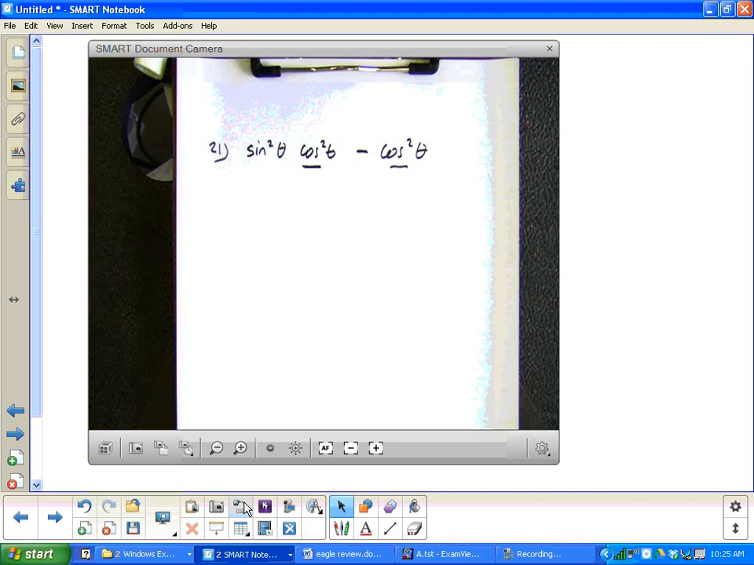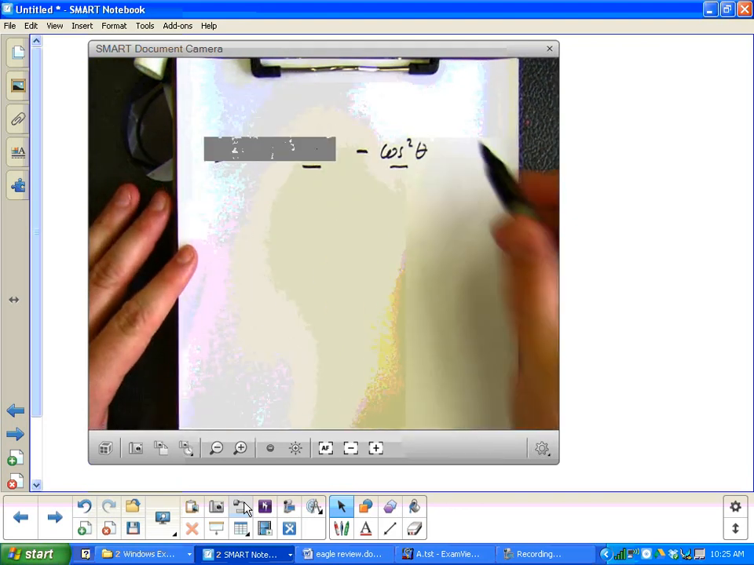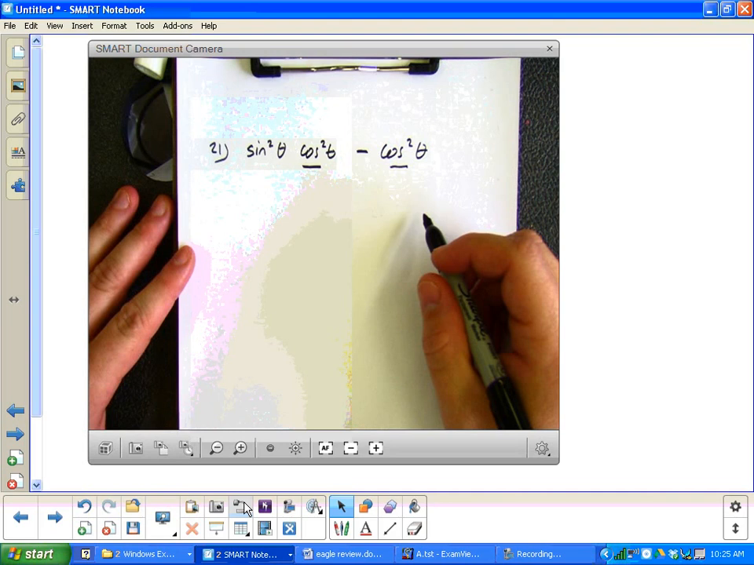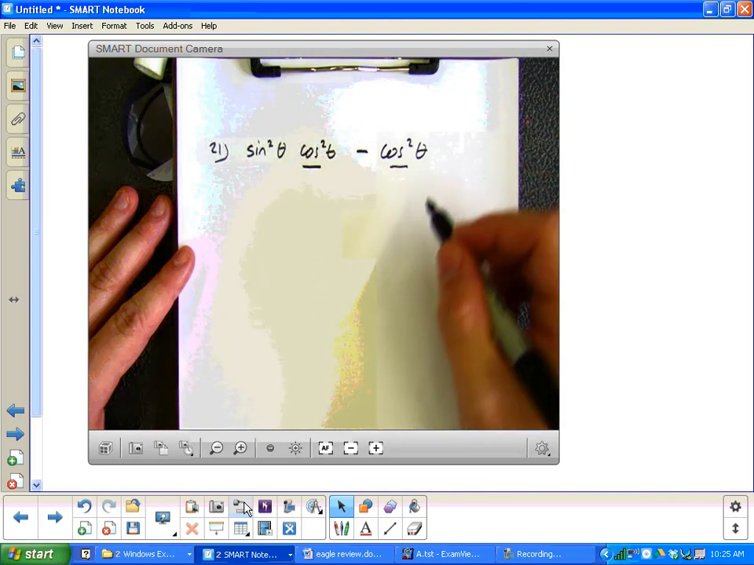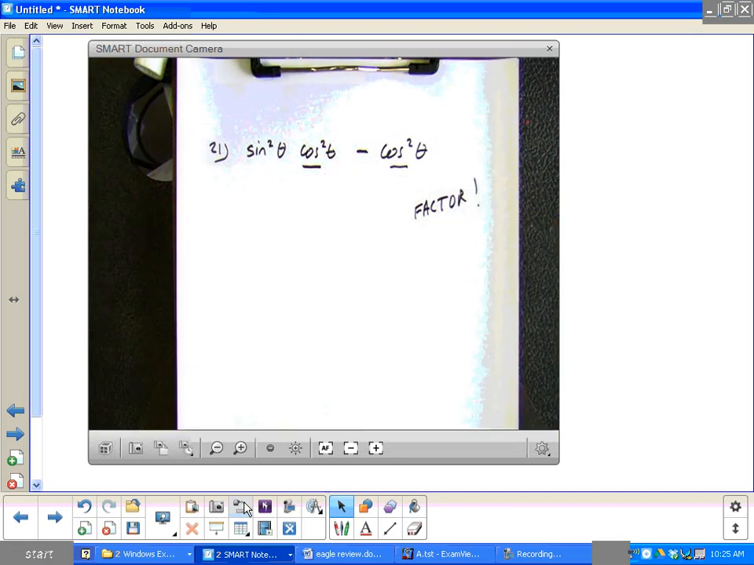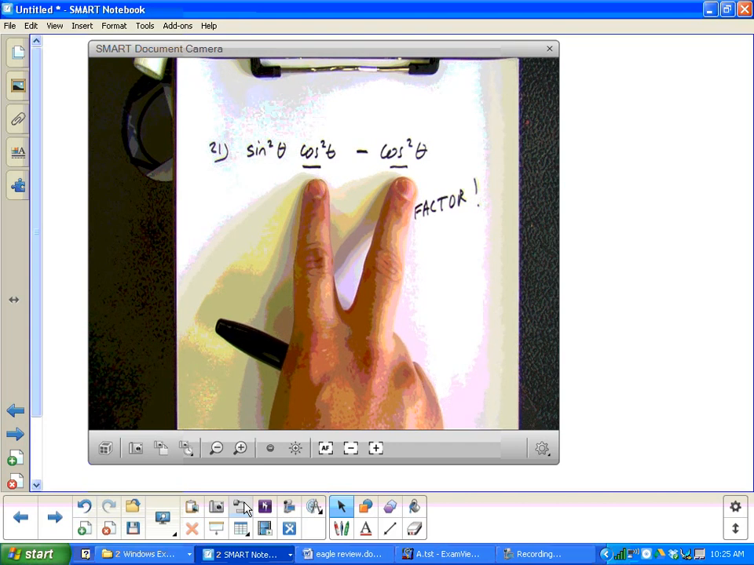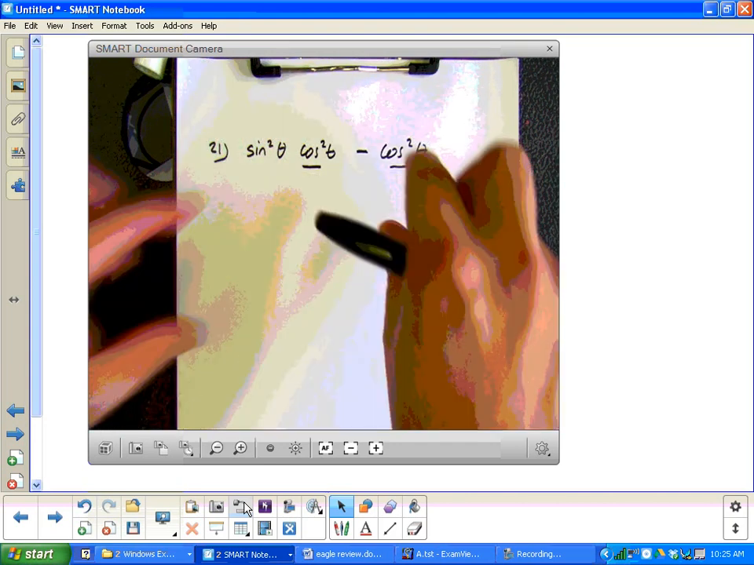All right. I guess I'm going to have to tell you, second hour figured it out. All right, here's the idea. You said factor? Okay. How though? So you have a common factor of a cosine squared. So you bring one of them out.